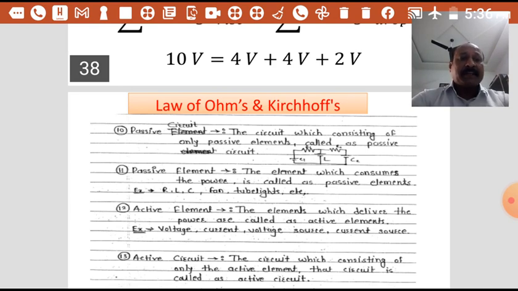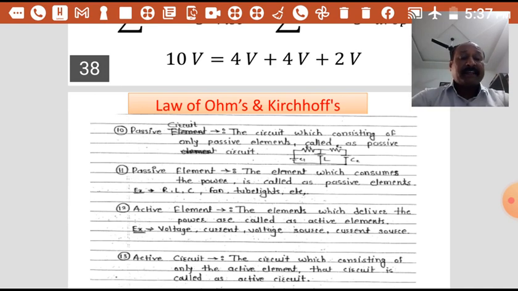If you see the home appliances, which are the home appliances which consume the power? That is tube light, fan, AC, TV, mixer, fridge, washing machine, electric iron, etc. These are the passive elements.